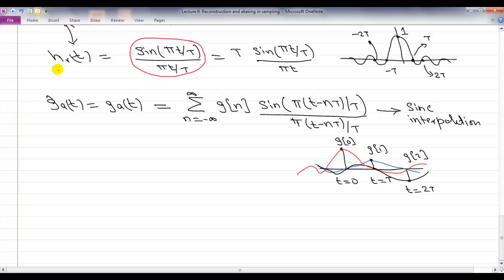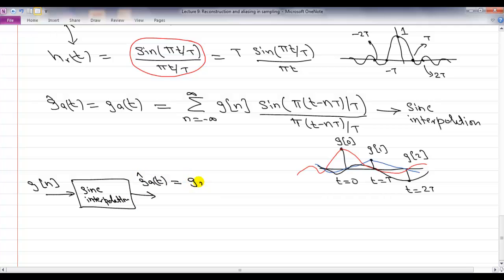So what the sinc interpolation formula tells us is that we don't really have to do that conversion from sequence to the impulses. We can simply use this formula to compute the final function. And you can simply say, I'm given a sequence Gn, and you do sinc interpolation. And you get back g hat of a of t, which will be equal to g a of t if Nyquist criterion is satisfied. Okay.